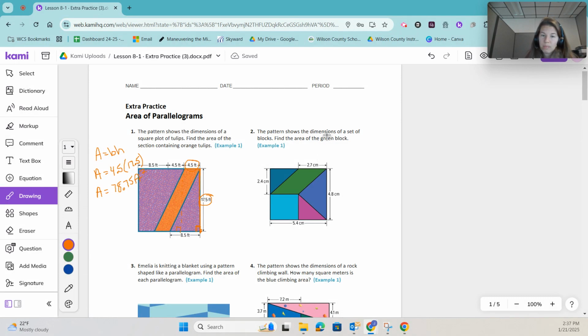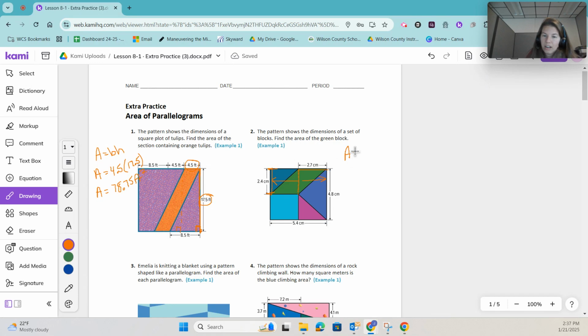The pattern shows the dimensions of a set of blocks. Find the area of the green block. So right here is the green. We have a base of 2.7, and my height is this distance here. Well, that part's not labeled, so I have to find something that's the same. So I'm looking this direction, and I see, oh, they have it marked right here, 2.4.